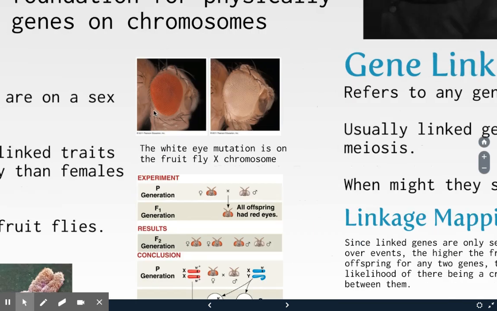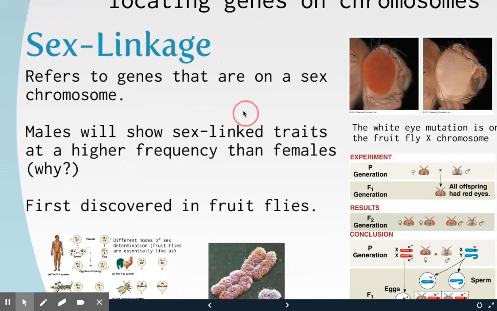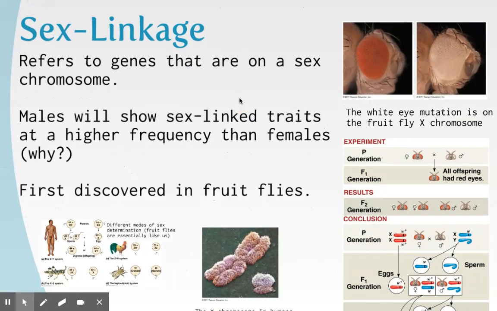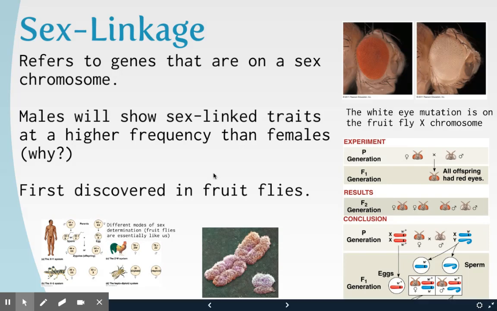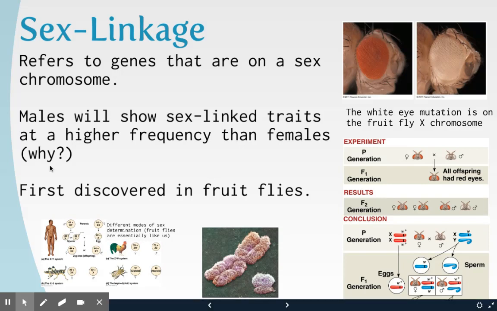And then we have this thing called sex linkage. These are genes that are found on our sex chromosomes. Typically we look at the X chromosome when we look at sex-linked traits because it carries more genes. The examples that we use are typically things like color blindness, male pattern baldness, and stuff like that. If you think about anybody you know who's colorblind or displaying pattern baldness, those individuals are typically male. So males actually show sex-linked traits at a higher frequency than females.